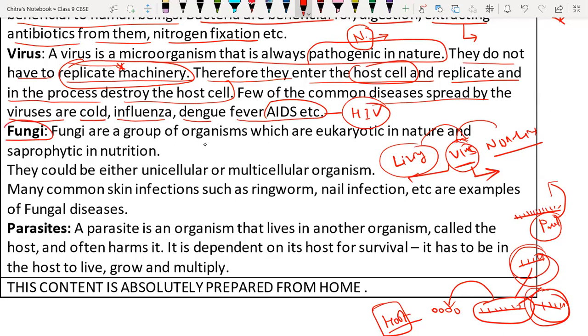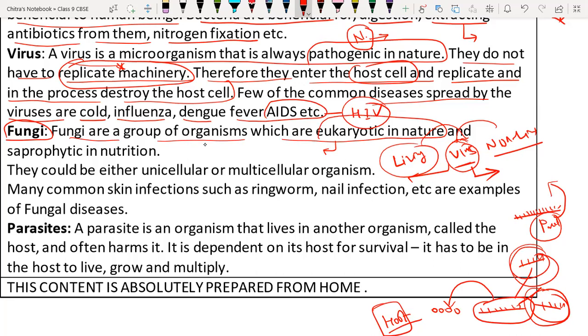Now we're going to discuss the fungi. Fungi are a group of organisms which are eukaryotic in nature. What does eukaryotic mean? Those organisms made up of eukaryotic cells are called eukaryotes. And eukaryotic cell means those cells that have a well-defined nucleus as well as other cell organelles.